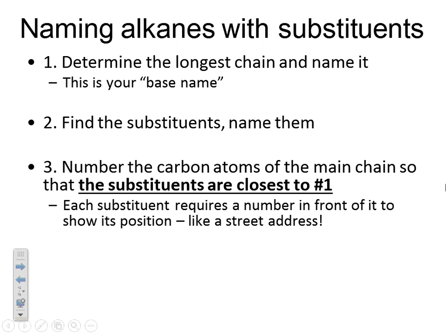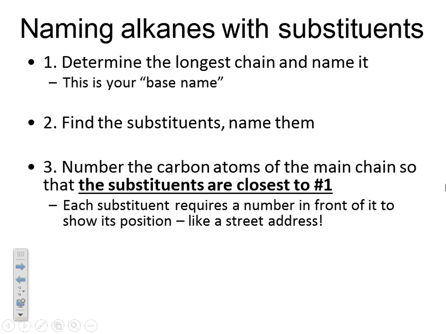The first thing that you need to do if you're naming an alkane that has substituents on it is to determine the longest chain and name it. So find the longest carbon chain, name it based on the number of carbons it has in terms of the prefix, and then name it in terms of the suffix, in terms of the type of bonding. And that is what we're going to call our base name. Then, after you've done that, find your substituents and name them.